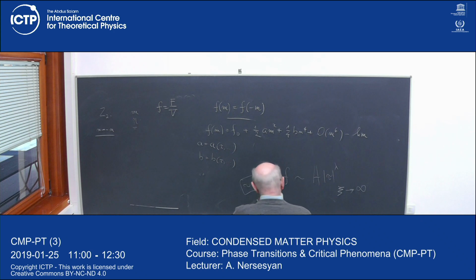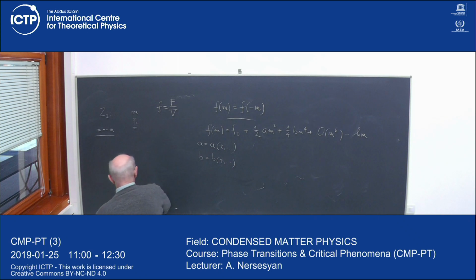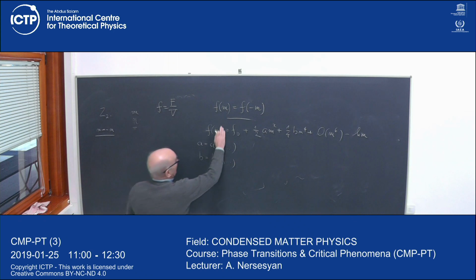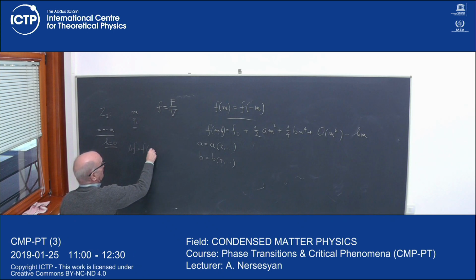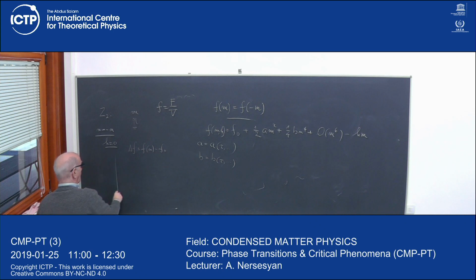Well, having said that, now I should ask a very simple question. What should I expect regarding the shape of this free energy, which I should write down something like this. Suppose I set H equal to 0, I have no external magnetic field. I will measure delta F, which is F of M minus F naught, as a function of M.